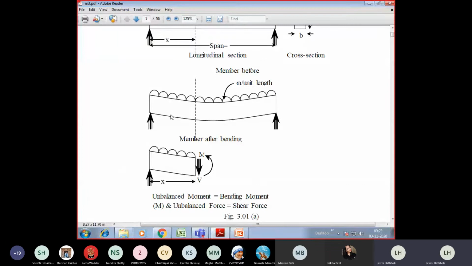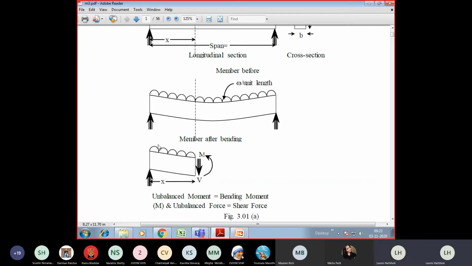But when you take a cut section, naturally at each and every section an unbalanced force will be generated automatically as a resistance force, right? In a similar way, you can see here this V, which is acting in the downward direction, has been generated as an unbalanced force.